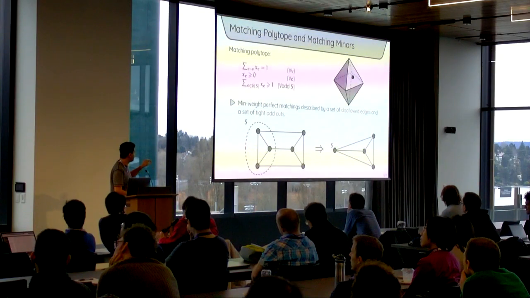And this observation, again, goes back to Edmonds: whenever you have a tight odd set, you can reduce the size of your problem by contracting that odd set. This is because every perfect matching has at most one edge going out of this odd set. So in the contracted graph, that perfect matching also has one edge adjacent to that contracted vertex. Okay?